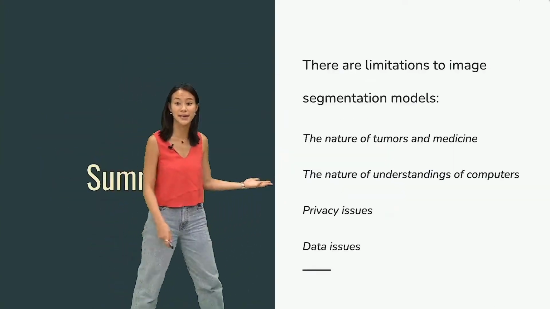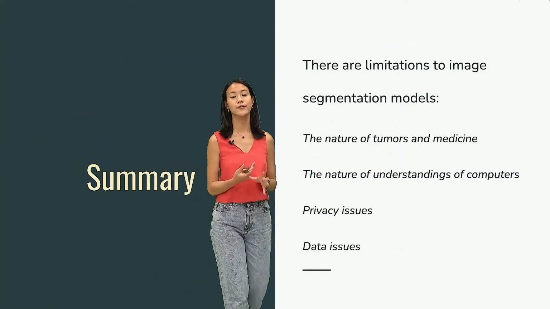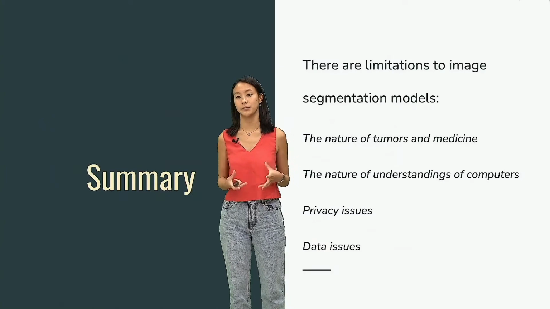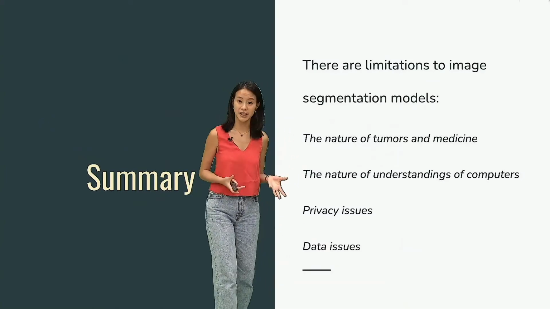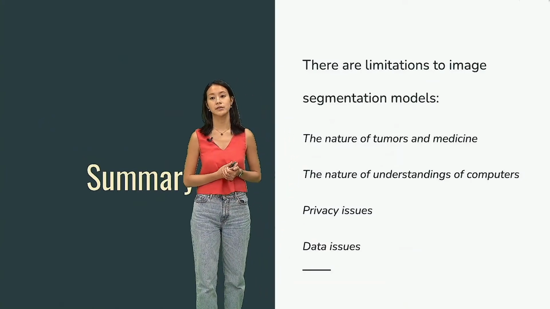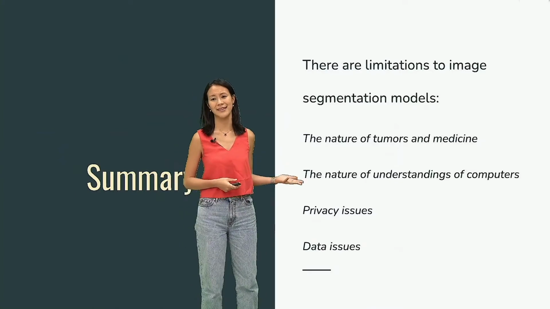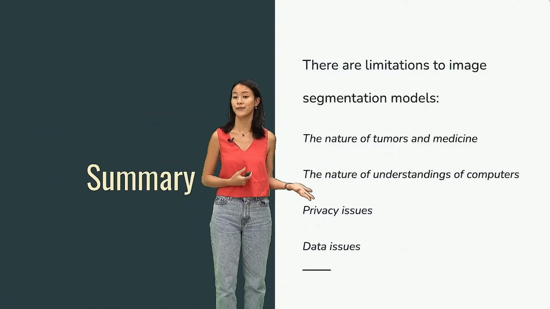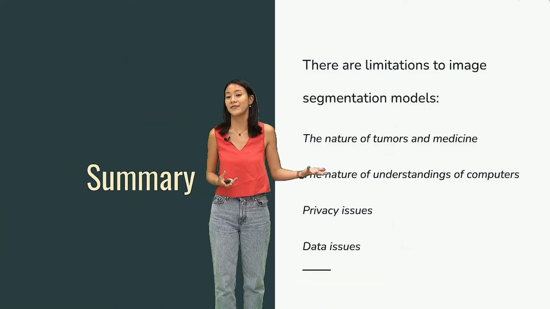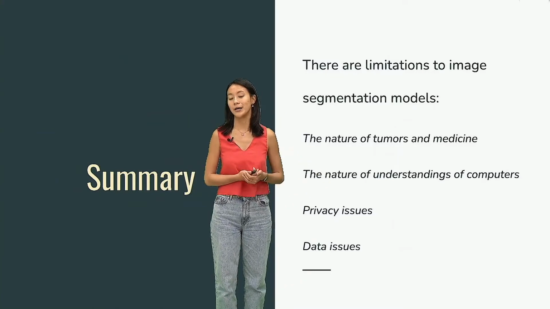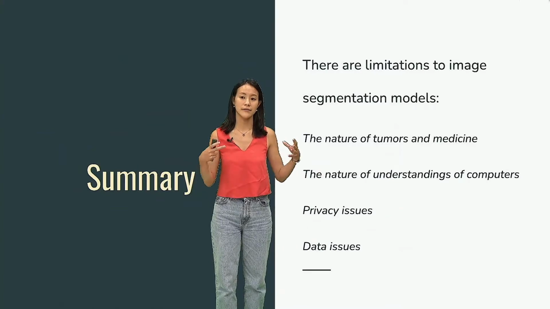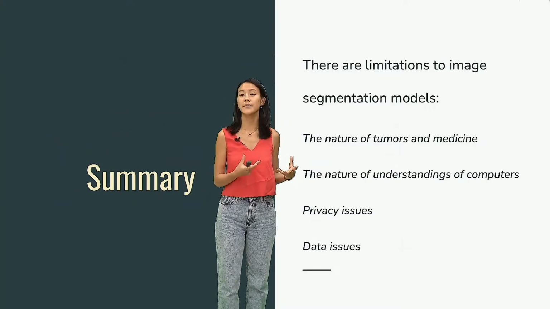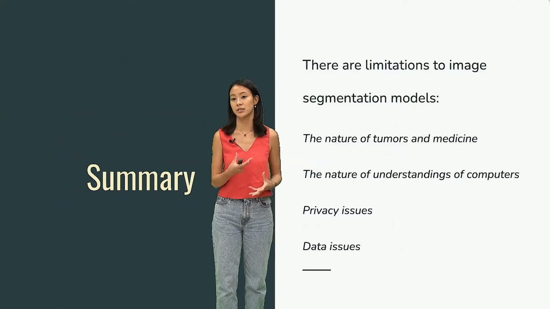So if we had to summarize everything, I would say there are a few things to really keep in mind as we go over these segmentation models. There are a lot of limitations, and this includes the nature of tumors and medicine. It's so unpredictable, so uncertain. It's probably one of the most uncertain fields, to be honest, kind of like a stock market. There are a lot of different abnormalities that exist, and we have to think about that as we're creating these segmentation models.